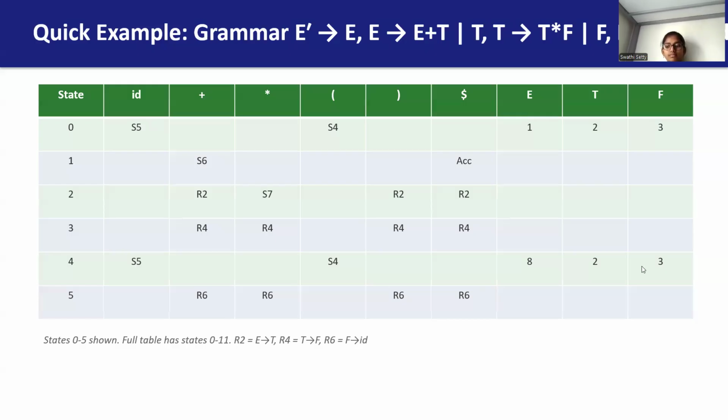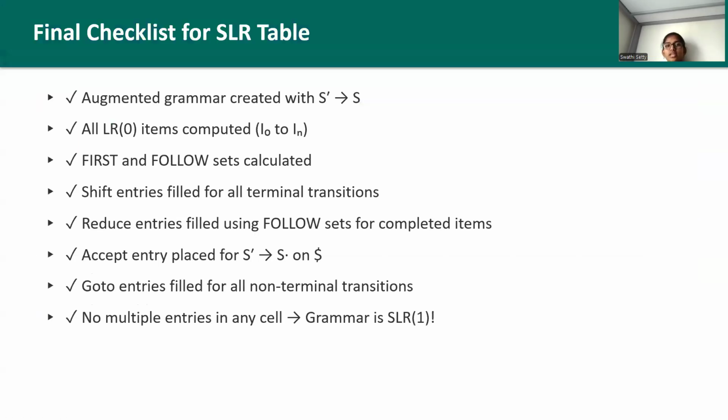And next, final checklist for the SLR table. The augmented grammar is created, all LR(0) items are computed, first and follow are calculated, shift entries are filled, reduce entries have to be filled using follow, and the accept entry is placed at S' gives S dot on the dollar column. Goto entries are filled with non-terminal transitions. No multiple entries in one cell. This is very important. Then we say the grammar is SLR(1).